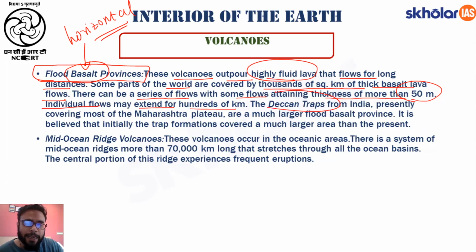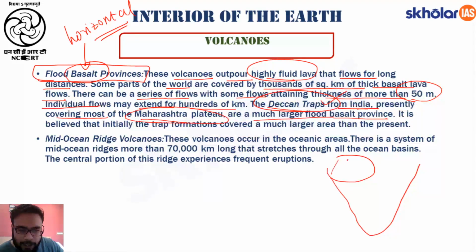For example, the Deccan Traps of India, which is found where? Deccan Trap is found along the northwestern part of Maharashtra, along the southeast part of Gujarat, that region, right, is called the Deccan Trap, because a basaltic lava flow took place in that area, right? Your Deccan Trap from India, presently covering most part of the Maharashtra plateau, is a much larger flood basalt province, right? So if this is India, this section that you see here has the basaltic flow, where your basaltic volcanic eruption took place, which we call the Deccan Trap, right?